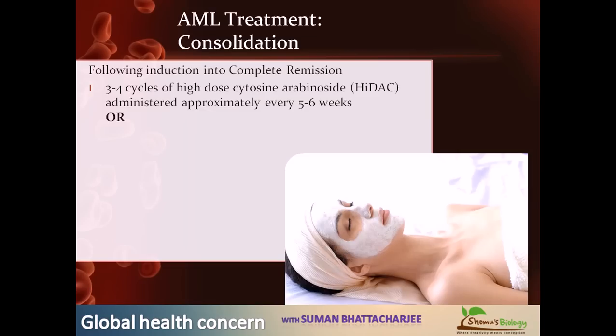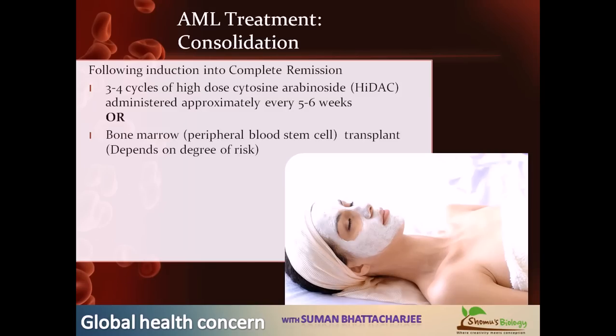And this cytosine arabinoside is also used in ALL therapy, but usually in the consolidation period, going on to the chemotherapy stage. Then the bone marrow or peripheral blood system can also be used. Now this bone marrow transplantation is another important option, but it carries a high degree of risk.